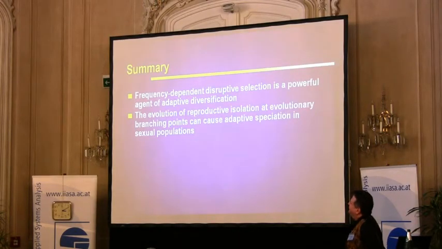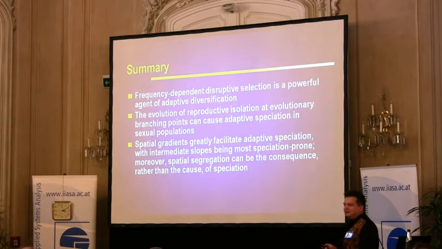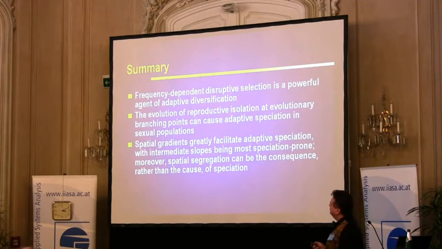So I hope I have shown you that frequency-dependent disruptive selection is indeed a powerful agent of adaptive diversification, but I think in this audience nobody is doubting that anyway. The evolution of reproductive isolation at evolutionary branching points can cause adaptive speciation in sexual populations. Also maybe no longer very surprising, but 10 years ago that was quite a big surprise.